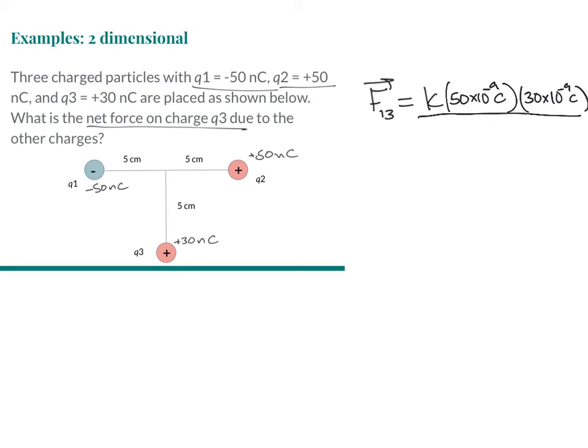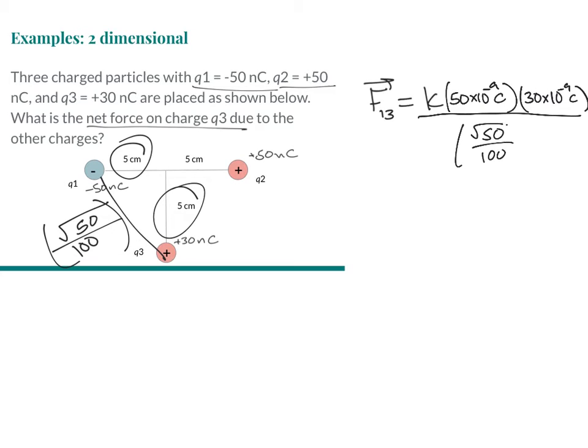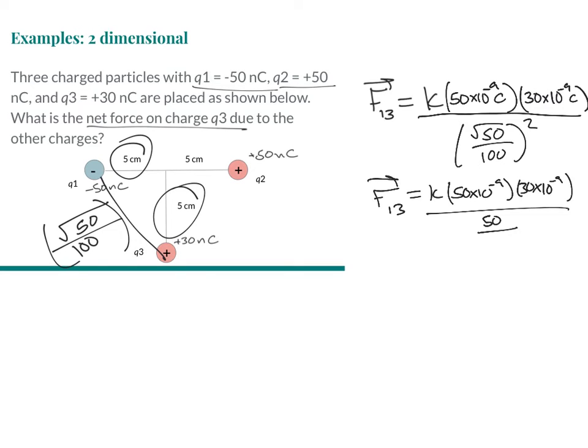Oh, fun, fun. Okay, so r is going to be this distance here, as you can find via the Pythagorean theorem. So it is the square root of 5 squared plus 5 squared, which is 25 plus 25, so 50. That's the square root of 50, and that is in centimeters. So it's going to be the square root of 50 divided by 100 meters. Then we got to square that for the bottom. So the force on Q3 from Q1 is K, 50 times 10 to the negative 9th times 30 times 10 to the negative 9th over 50, because the square root of 50 squared is 50, over 100 squared, which is 10,000. So you can figure that out.